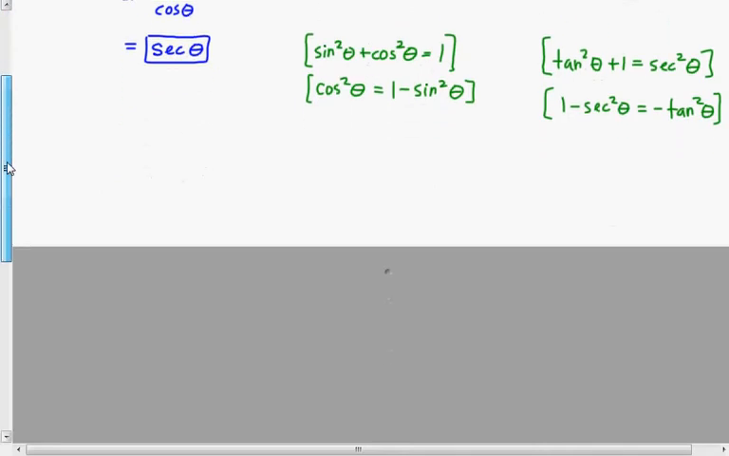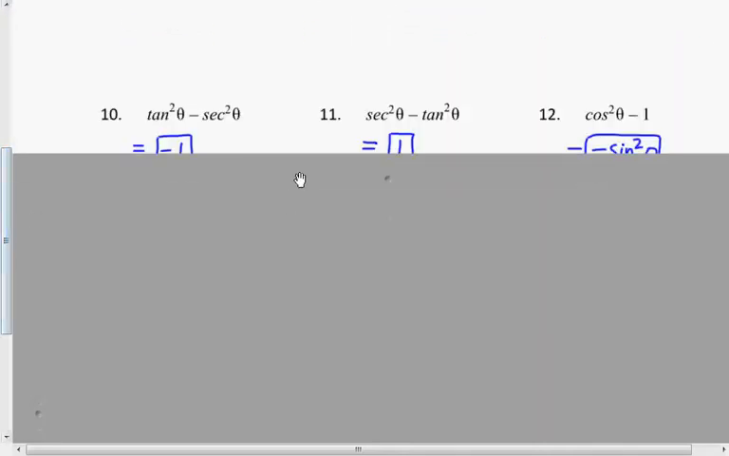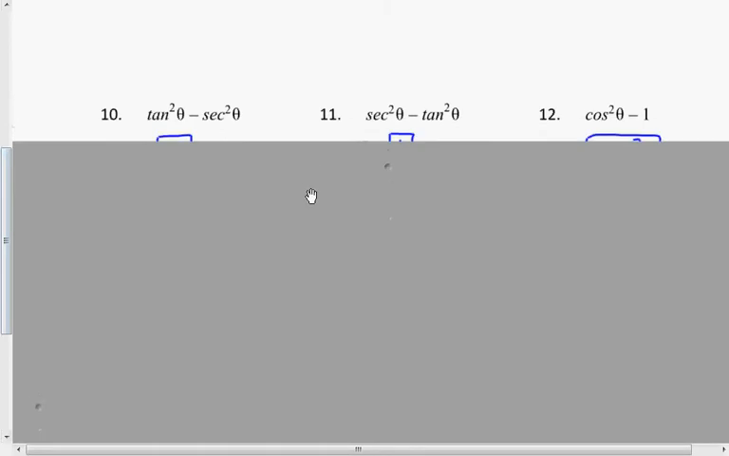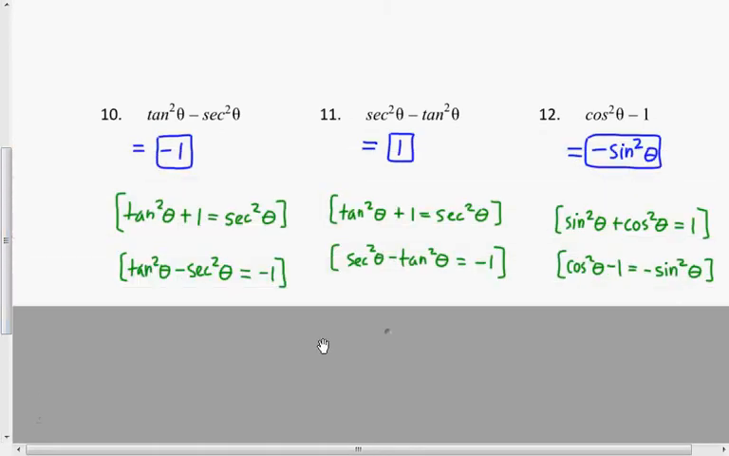If I look down at 10, 11, and 12, again, all 3 of these are variations on a Pythagorean identity. The identity, this one here, tangent squared plus 1 equals secant squared. I can see that has 2 of the components of this identity, so if I rearrange this equation, I can see if I did subtract the secant squared to the other side and subtract the 1 to the other side, this would be written as tangent squared minus secant squared equals negative 1. So I can replace this expression with negative 1.